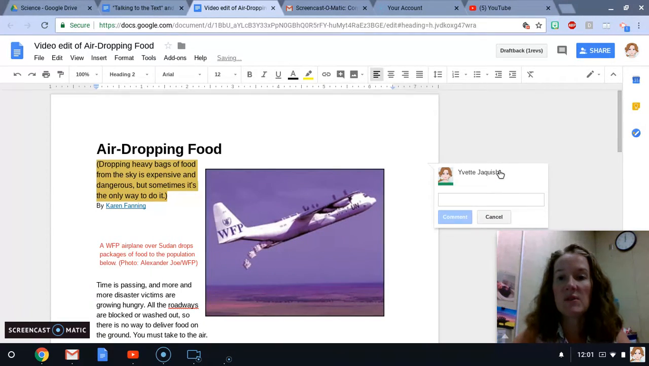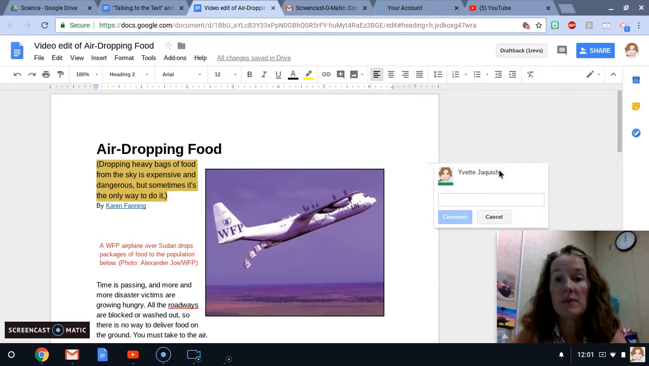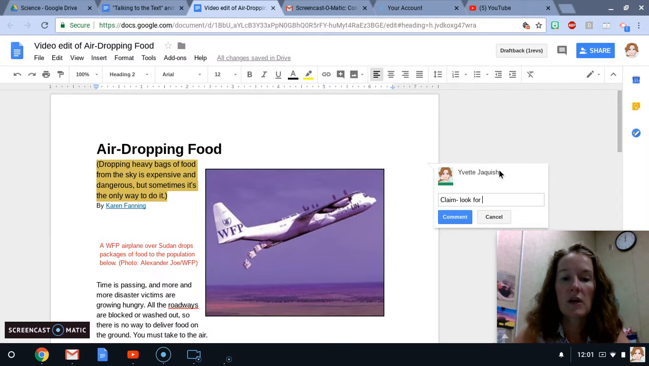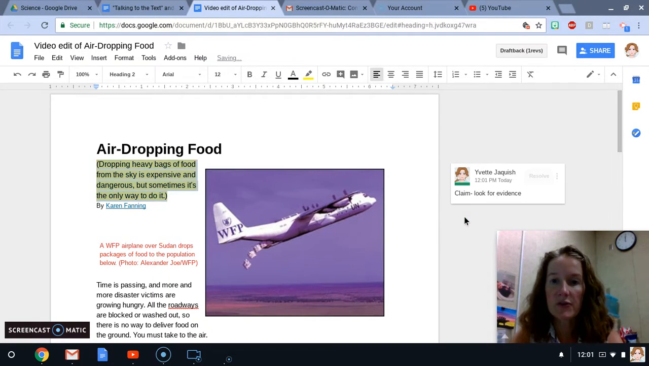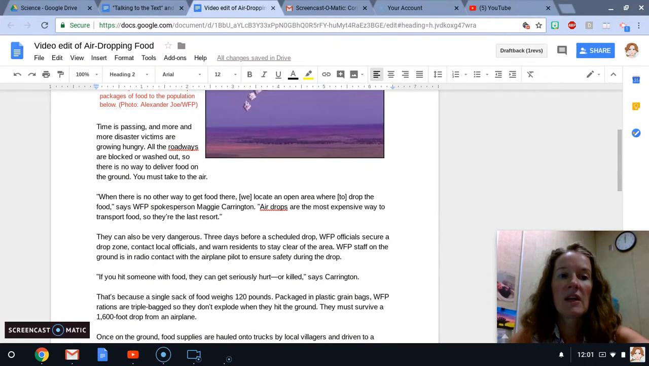You can have them do this in their Google Drive if you are doing it online. You can have them do it on the paper if you have it in their interactive notebook. So claim, look for evidence, right? This is through the first read. Then you're going to continue.